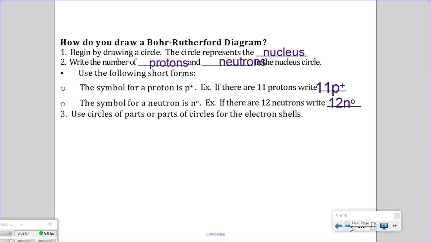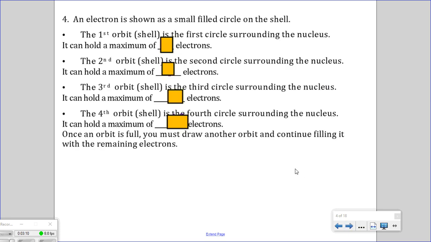And then for the electrons, you use parts of circles or whole circles to represent the electron shells, or the orbits where the electrons will be found. The electrons themselves are shown as small filled circles on the shell. Each shell can hold a certain amount of electrons. So the first orbit, or the first shell, is the first circle surrounding the nucleus. It can hold a maximum of 2 electrons.